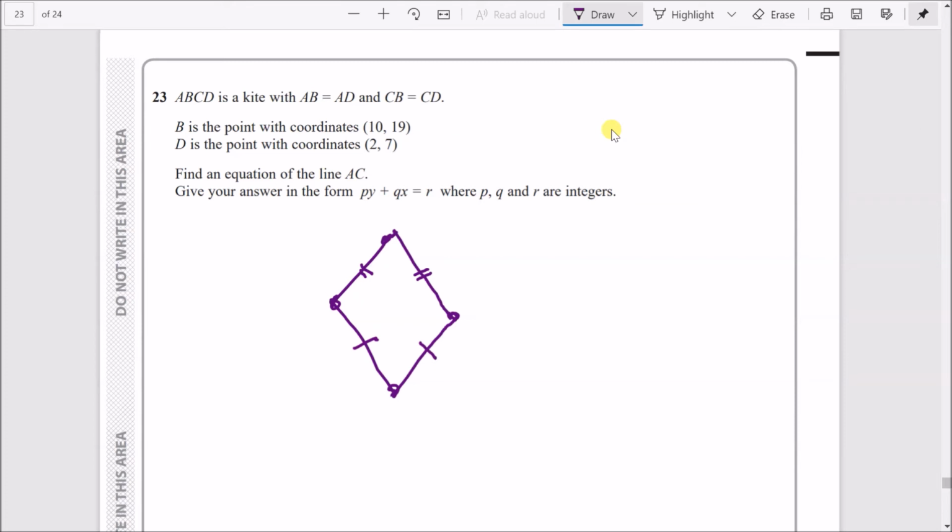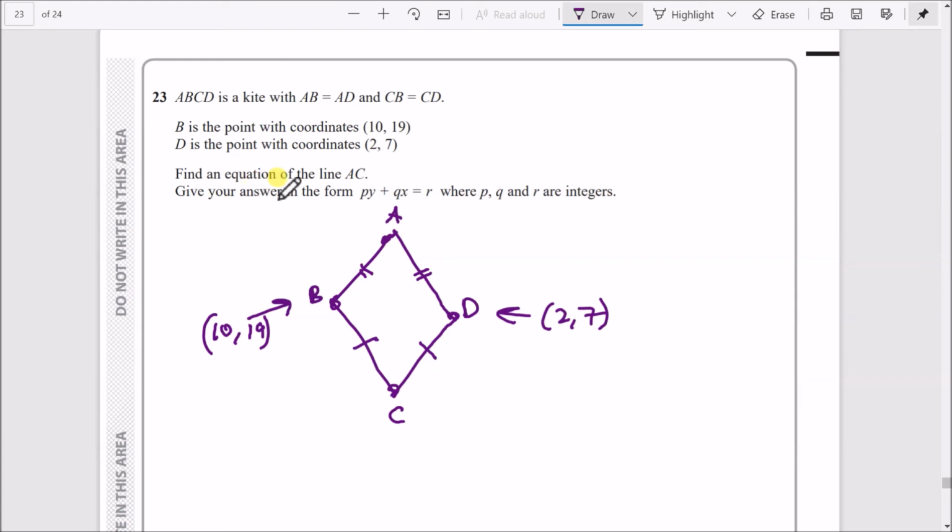Now it tells us here that AB equals AD, yeah? So if we just wrote this as, I don't know, AB, and this one being AD, therefore we can call this one CB and CD. Okay, so this looks okay so far. Now it says B is the point with coordinates (10, 9). Okay, so we can say this one has coordinates (10, 19), sorry. Whereas D is the point with coordinates (2, 7). So this has coordinates (2, 7).